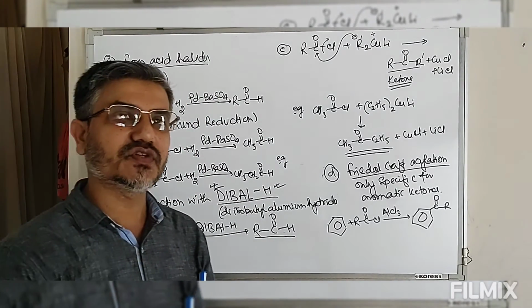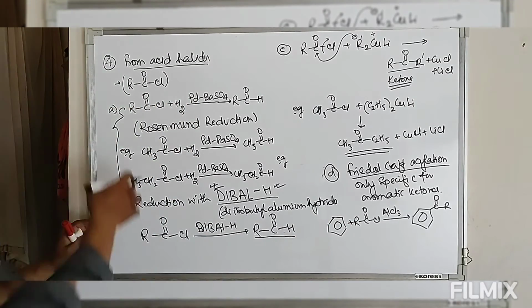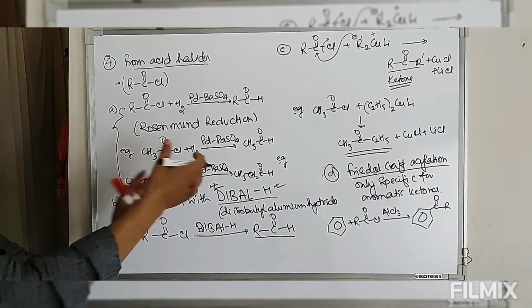So by this Friedel-Crafts acylation only aromatic ketones can be prepared. So now look at that, from this acetyl halide we can prepare aldehyde.